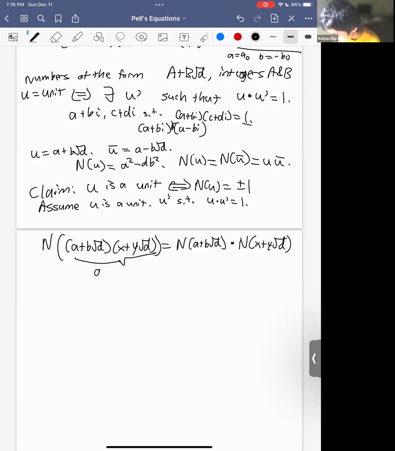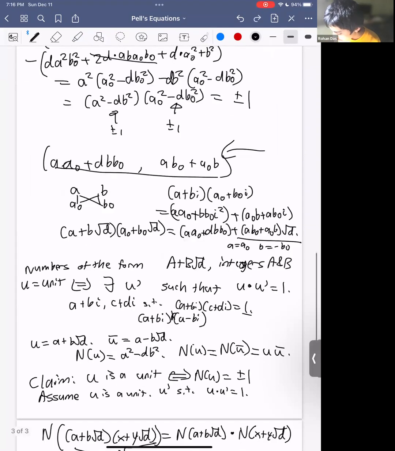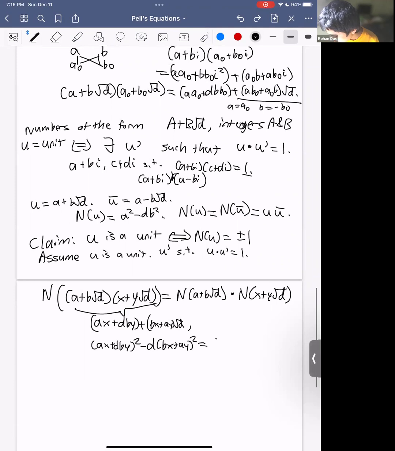This is equal to ax plus dby plus bx plus ay root d. So the norm is equal to ax plus dby squared minus d times bx plus ay squared. And then if we expand this, like what happened over here, we will get that this becomes a squared minus db squared times x squared minus dy squared.